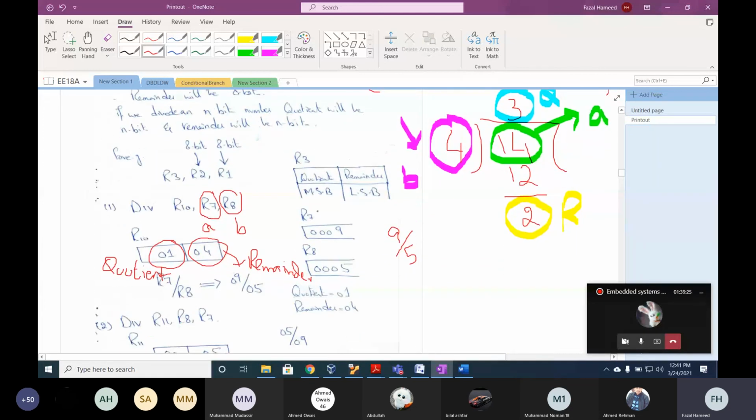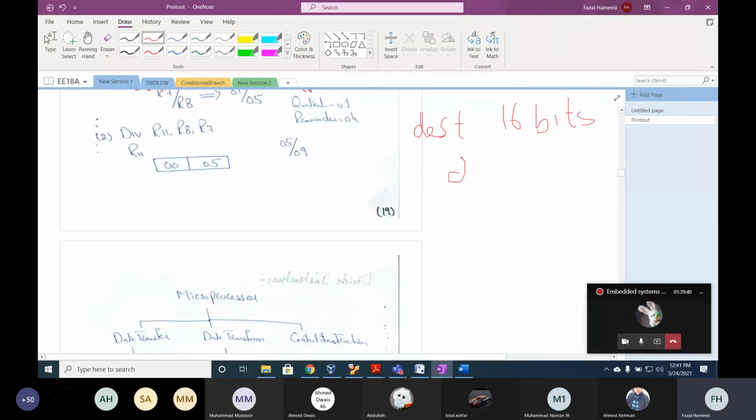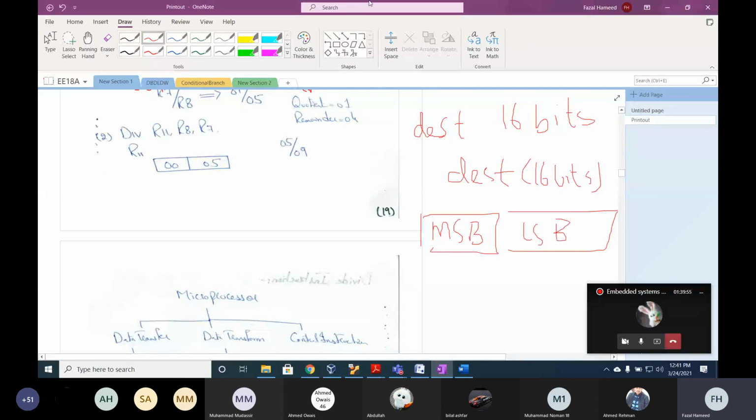Now if you look at this R3, in this example R3 is the destination. The destination is 16 bits. It is divided into two portions: most significant byte and least significant byte. The most significant byte is used to store the quotient. And the least significant byte is used to store what? Remainder.